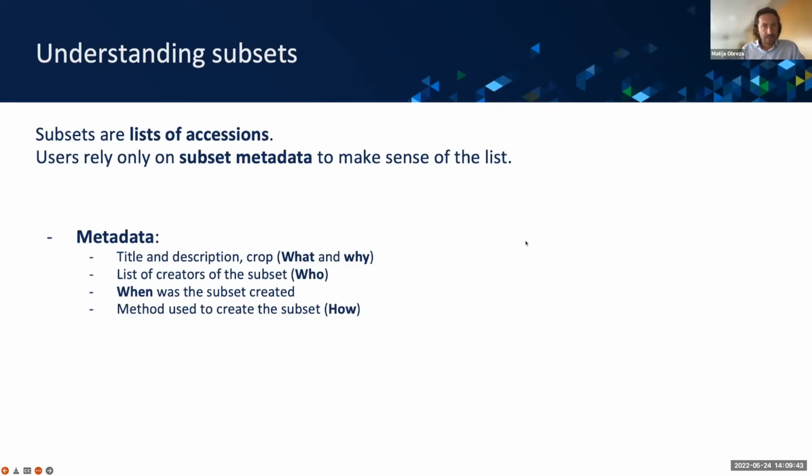And the method that was used to generate or to create the list of accessions is also critical. It explains how this subset was created and gives the user some idea of the effort and the rationale of why the accessions are currently in a list.